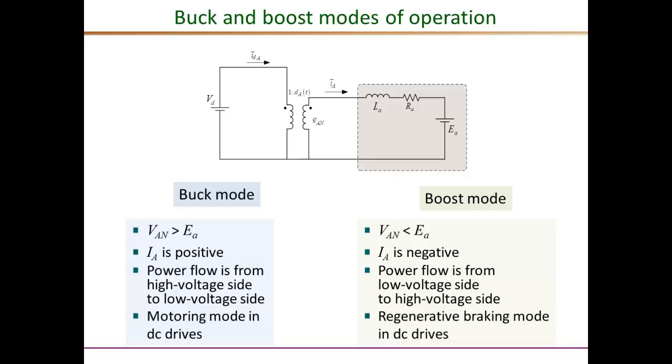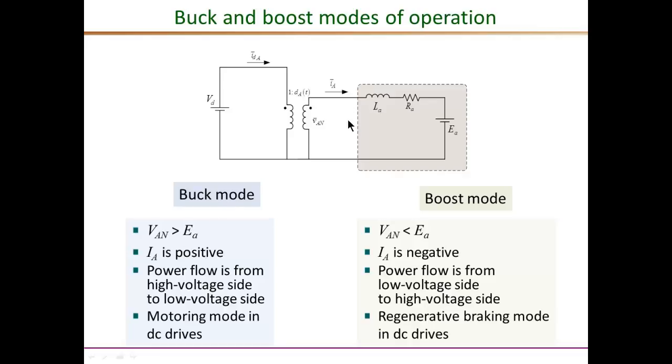So we saw that because of the bidirectional current capability, the power flow can be in either direction, and depending on the power flow direction, we can actually have two modes of operation for this single pole converter. So the buck mode and the boost mode. And what determines which operating mode we are in is whether VAN average is more than or less than the E sub A. So if VAN average is higher than E sub A, then we are in the buck mode of operation.